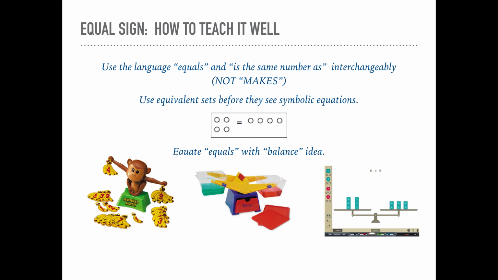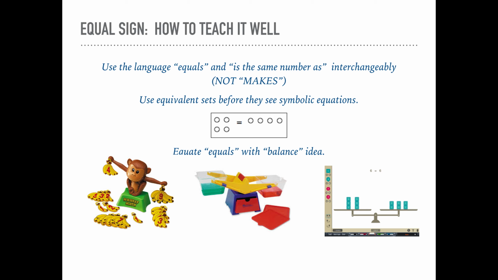So Vanderwall offers some quick suggestions. Language is important. He suggests using language like is the same as, is the same number as, is the same amount as, and stressing the precise language of equals. He says research tells us that makes can be a problem, like 2 plus 3 makes 5. It's better to say 2 plus 3 equals 5, because makes can sometimes have kids think that an equal sign does something when it doesn't.